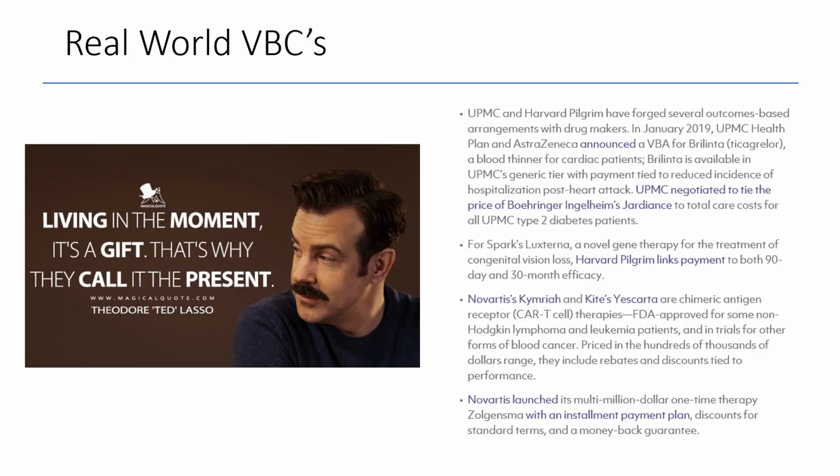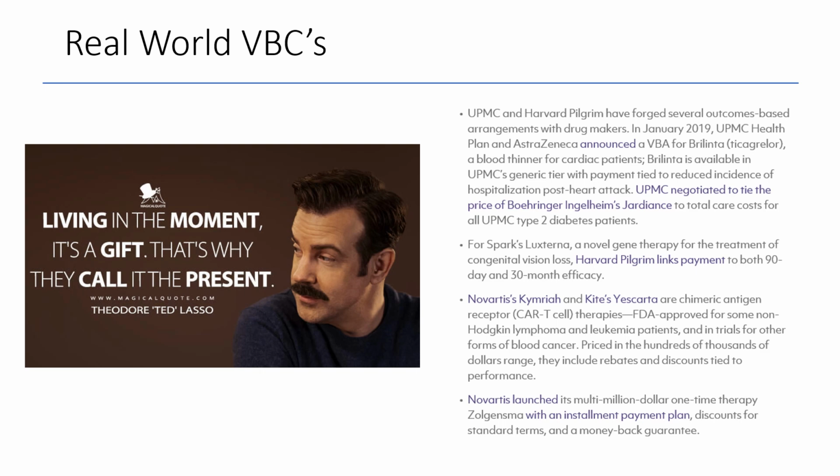These are some examples of real-world value-based contracts that have been out there and published in the news. Brilinta, which is a blood thinner for cardiac patients. There was a value-based contract that UPMC and Harvard Pilgrim did with AstraZeneca, and the payment was tied to a reduced incidence of hospitalization post-heart attack for patients that took Brilinta. There was also a Jardiance VBC that's been in the market for a while that's around total cost of care.